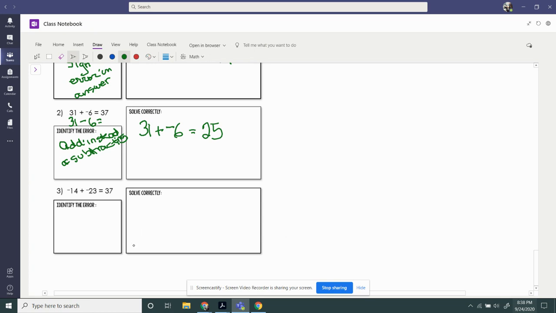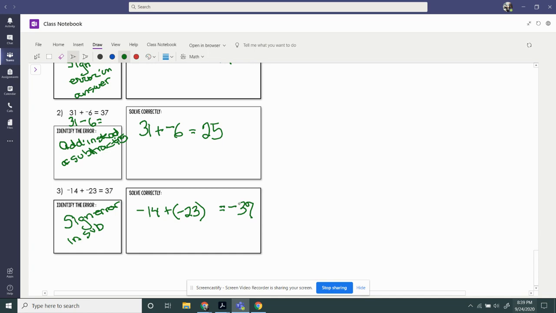Last one, it says negative 14 plus a negative 23. Well, when you add 14 and 23, you do get 37, but it should be a negative because we're adding two negatives together. So we have a sign error in the sum. So what it should be is negative 14 plus negative 23. I'm going to use parentheses. You should get in the habit of doing that. And that's going to now equal a negative 37.